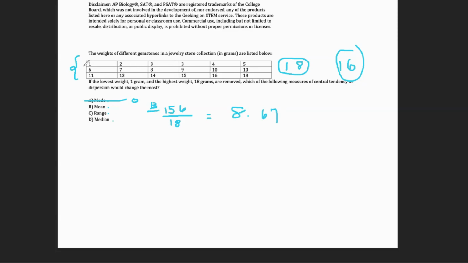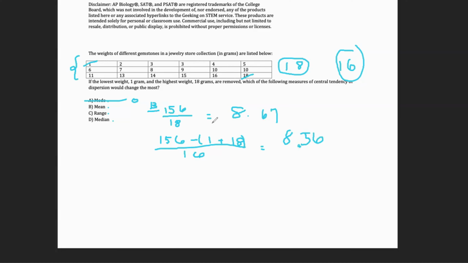Now, if I were to remove these two numbers, 1 and 18, add them all up and divide by the new total, which is 16, you could do that, or you could say 156 minus 1 plus 18. And you would essentially divide that by 16 because that's your new value. Type that into your calculator and you get 8.56.